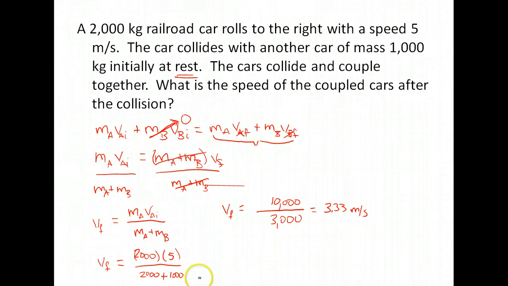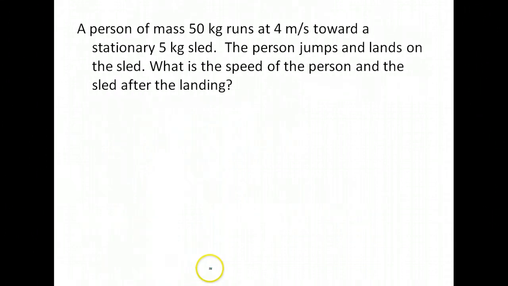Now let's move on to question number 9. Question number 9, again, we're going to be using conservation of momentum. A person of mass 50 kilograms runs at 4 meters per second toward a stationary 5 kilogram sled. The person jumps and lands on the sled. What is the speed of the person?